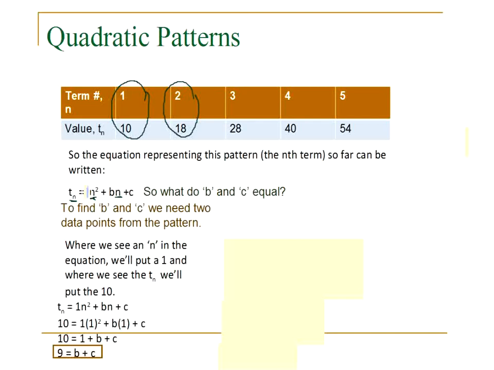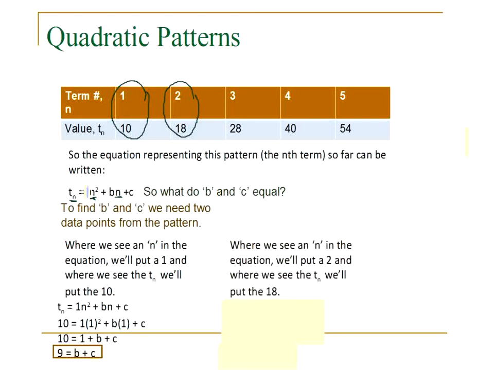And there's lots of answers to that. There's lots of possibilities for B and C. So I'm going to need another set, another equation. And that's why I'll plug in 2 and 18. I could have plugged in 5 and 54. But I'll always plug in the first 2 because I like working with 1s and 2s. And those n values for the first 2 will always be 1 and 2. And so when I do this, I plug this in. 2 squared is 4 times 1 is 4.